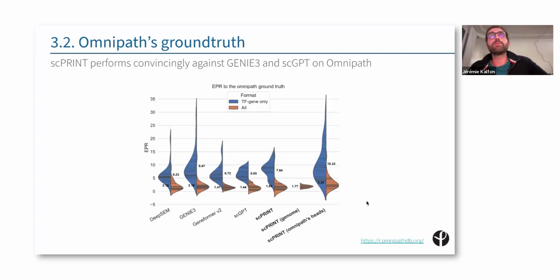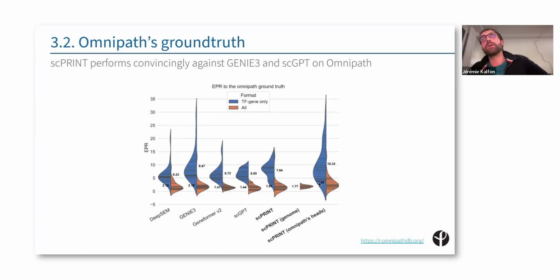However, if on one cell type, we've just decided to select a set of heads in SPRINT that seem to correlate with the ground truth, and we reuse the same set of heads across every other cell type, then we have this SPRINT with omnipath heads only. So a subset of heads where you kind of remove the noise of which heads you're using.